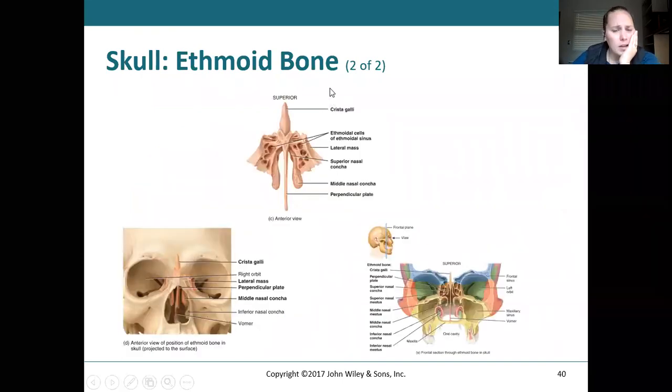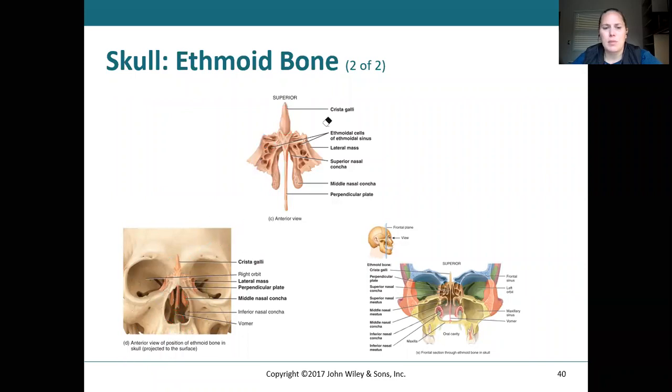Okay. And you can see here the interior view of the ethmoid bone as well. It's got this crista galli, that large spiny process off the top of it. You can also see that there's a perpendicular plate that extends down through it. It's similar in its placement to where the vomer is found. You've got your nasal concha on each side, and then your perpendicular plate of the ethmoid bone extending down into the nasal cavity.